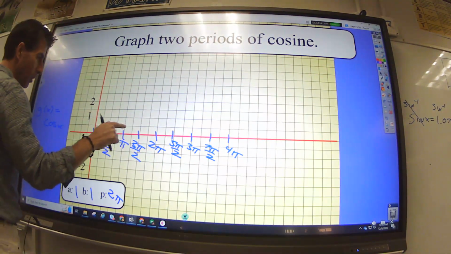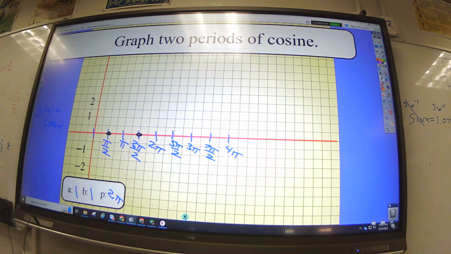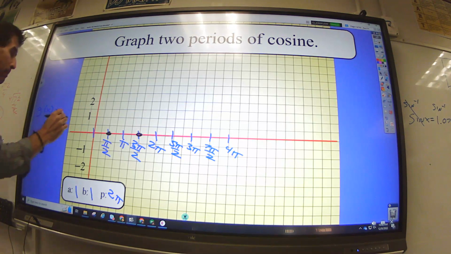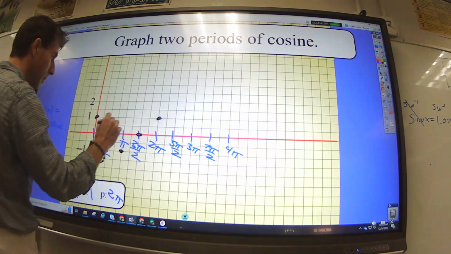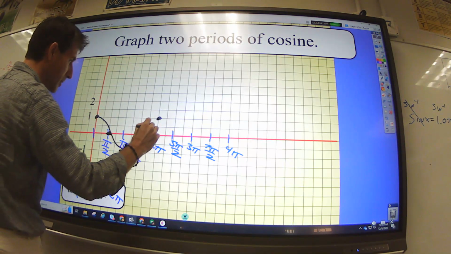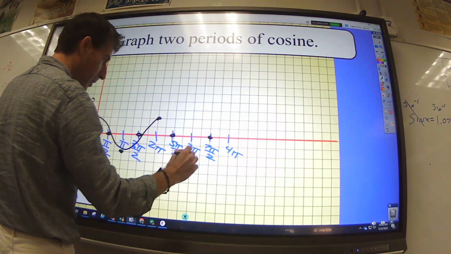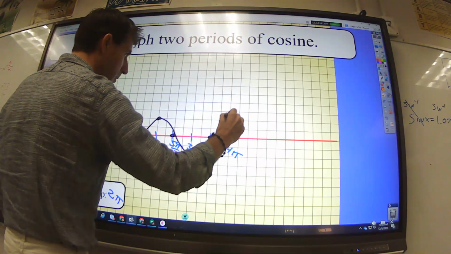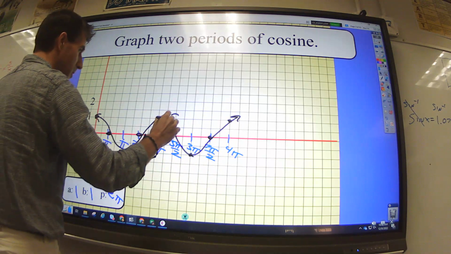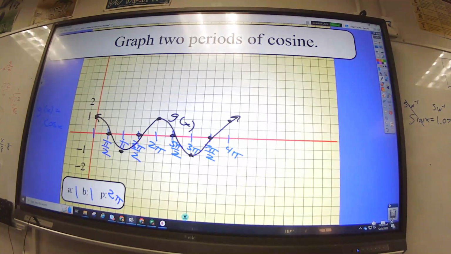Okay, 1, 2, 3, 4, 5. First, second, and fourth are 0 with my cosine. Did you guys get that? Then I go up, then I go down, then I go up again. Whoa! I missed it. Okay, second and fourth are 0, up, down, and up. And then we'll label it g of x. Do the eyeball test. I'm off in that one, but I don't know.